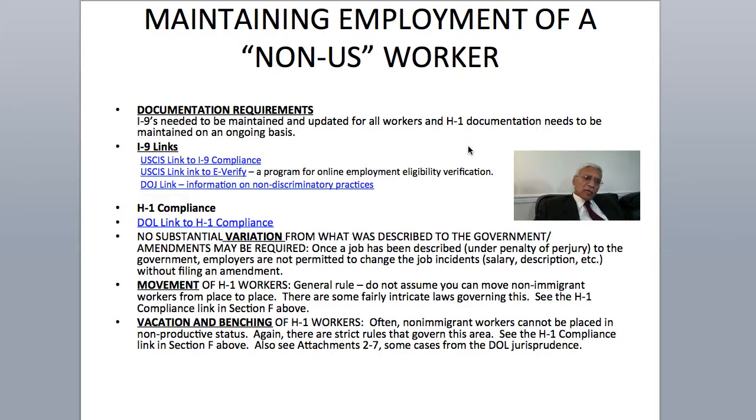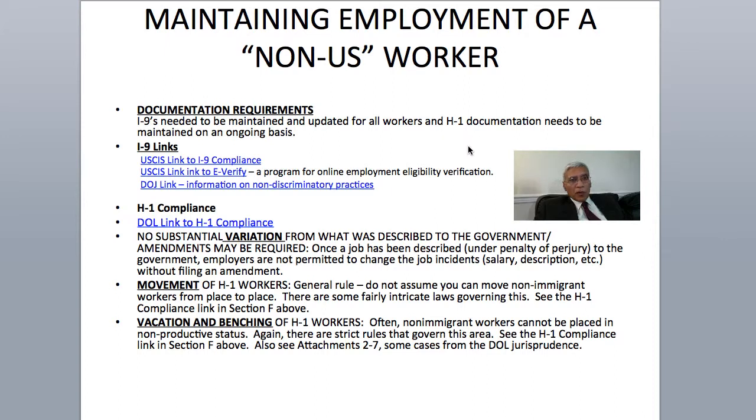Then for H-1 compliance, we've given you links to the Department of Labor's fairly extensive set of information for H-1 compliance. And the reason the focus is so much on H-1 is because these are the visas you will encounter the most in the workplace. Bear in mind, one of the rules that is probably common to all non-immigrant visa categories for workers is there should be no substantial variation from what was described to the government.